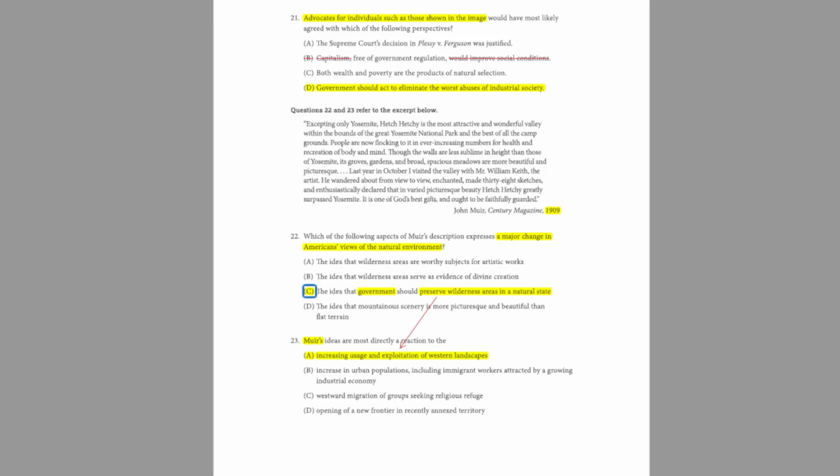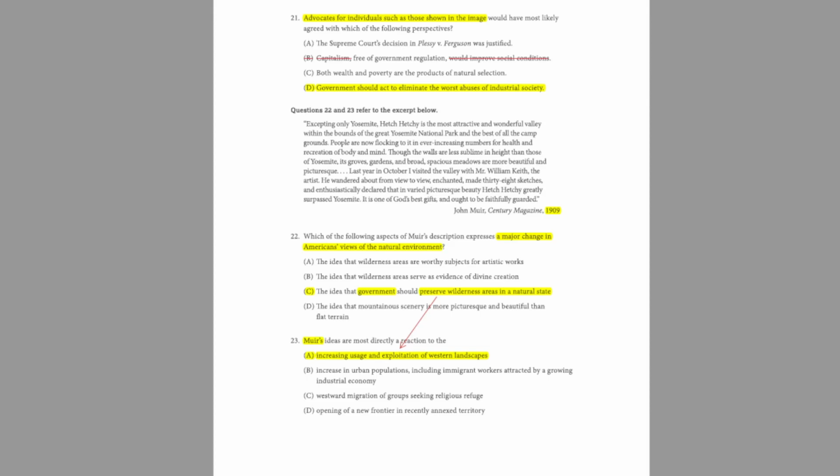Also, think back to D in question 21, which said government should act to eliminate the worst abuse of industrial society. If you view the Progressive Era as a time when the government started stepping in to undo the damage caused by industrialization, then C makes perfect sense.